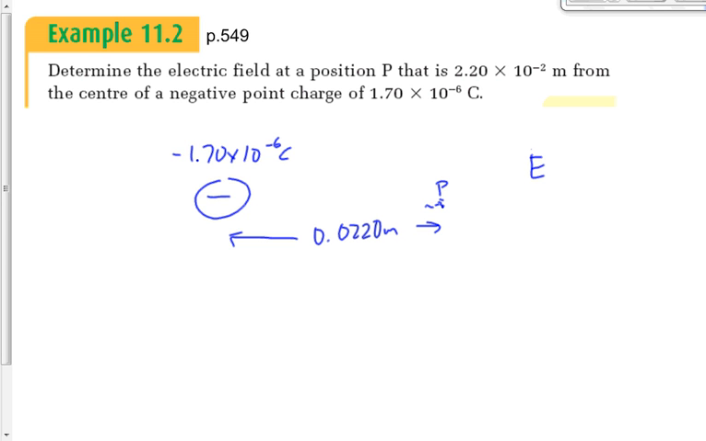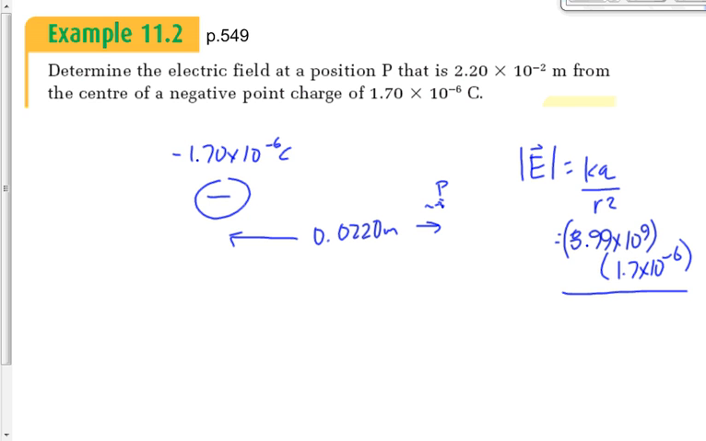E is equal to KQ over R squared. We're dropping the sign of the charge there. We always do, no matter what the equation is. We do the math, we get 3.16 times 10 to the 7. And the units for that would be newtons per coulomb as well.